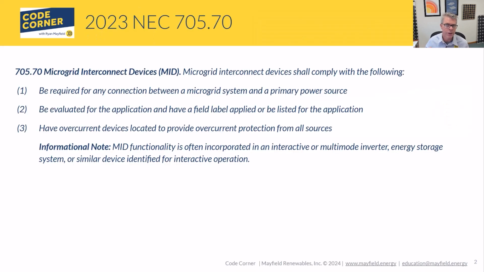So first, let's look at the actual code language. If you want to take a pause in the video to read this, I'm not going to read this language to you. You're more than able to take a second, read through it. But what I really want to do is point out we have these requirements for microgrid interconnect devices, and so we have some requirements for what those look like and how we're going to implement those into our systems.